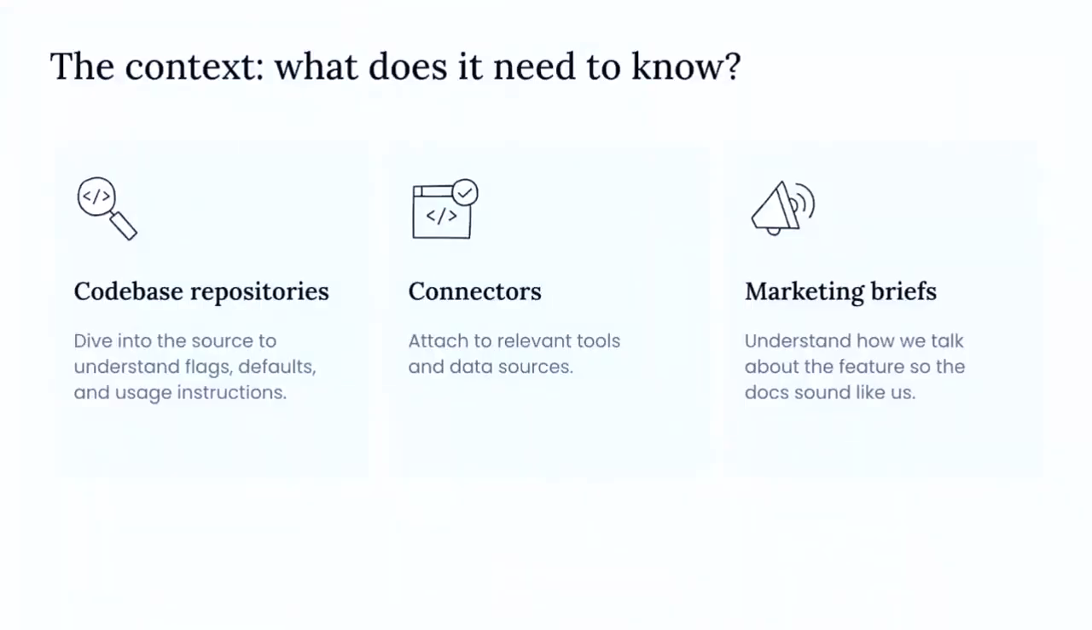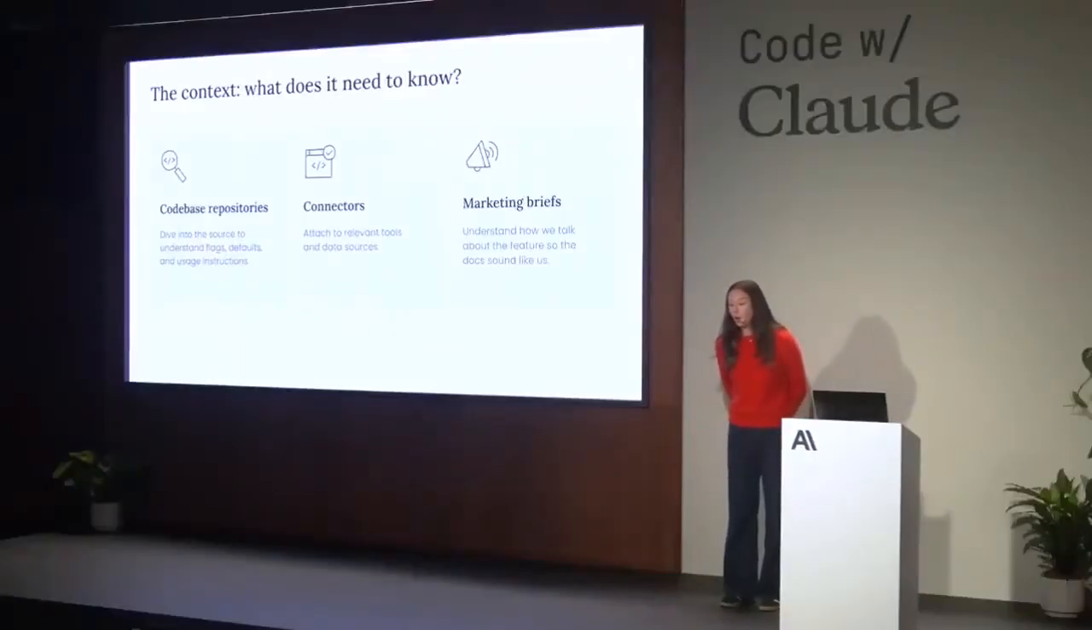The next thing you'll need to think about is context. What does your agent actually need to know to be successful? Likely, you'll need to give it access to one or more codebase repos. So for this docs example, we need to give Claude access to not only our Claude Code source code to figure out what new changes exist there, but also our docs repo, for Claude to actually create new PRs there.